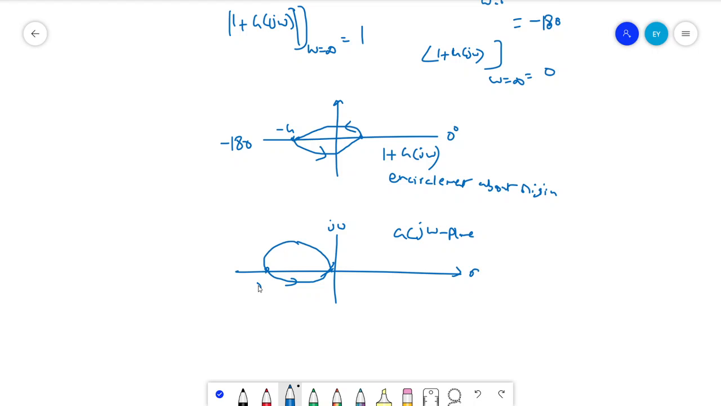This will be 5, this will be 0. There will be just a shift from this point. So the encirclement will be about minus 1 plus j0. Encirclement about minus 1 plus j0. So this is how the Nyquist plot actually looks. Okay. So we'll see the numerical problem in the next class.